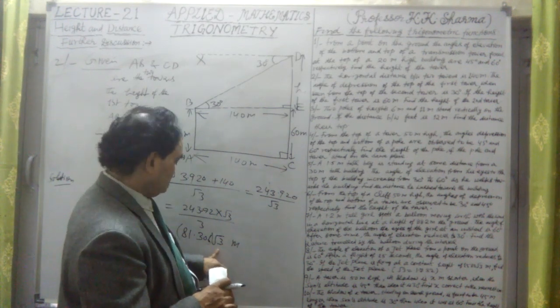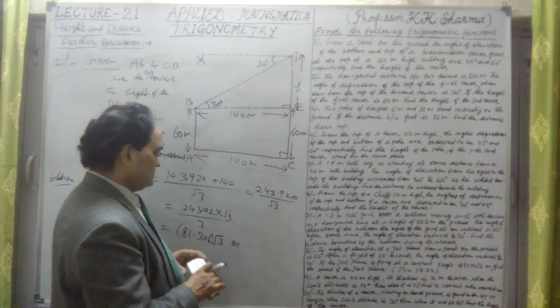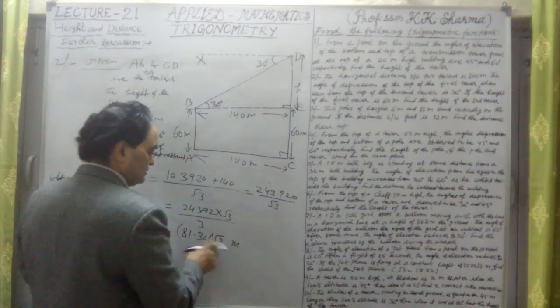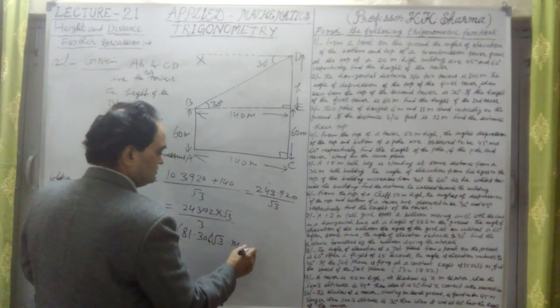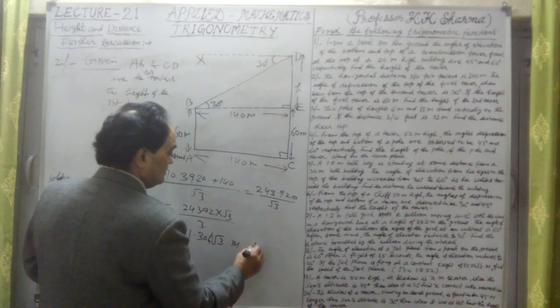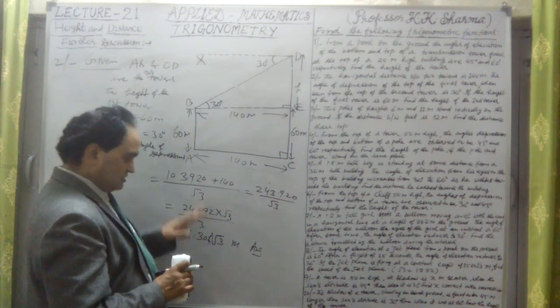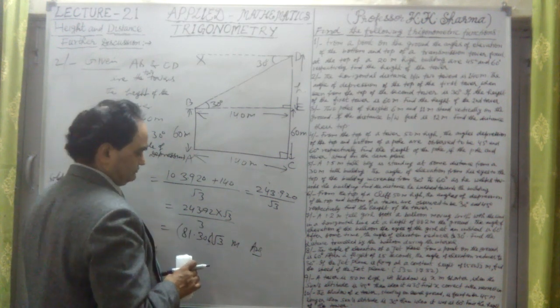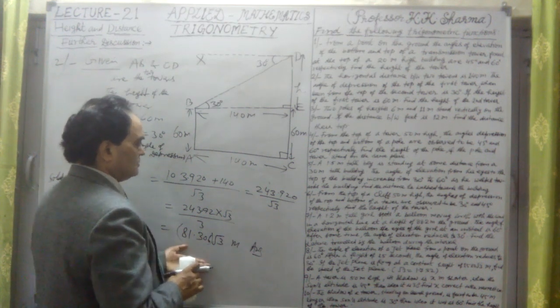Root 3 is also there. So root 3 will give us some more value. If I multiply root 3 by 1.732 again, that will give us the proper value. Into root 3 meter is the value. So this is the answer, the height of the second tower: 81.306 root 3 into root 3. Put the value of root 3, then multiply this. That will give us the final value. Or this is the answer here.